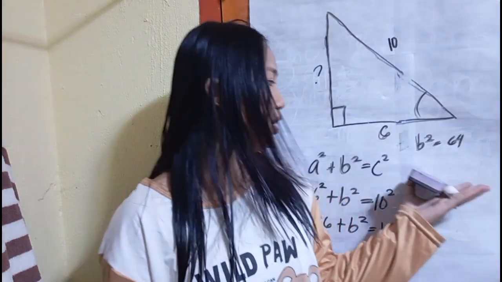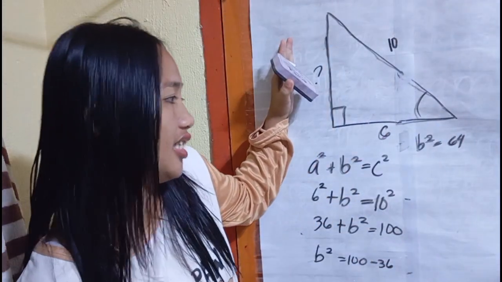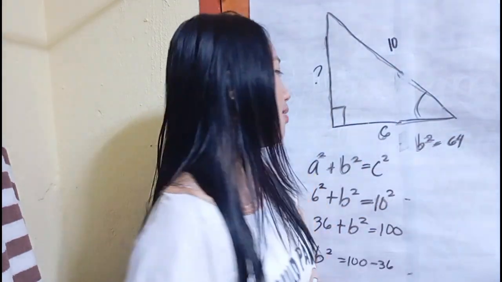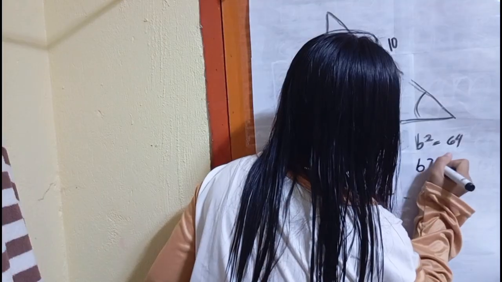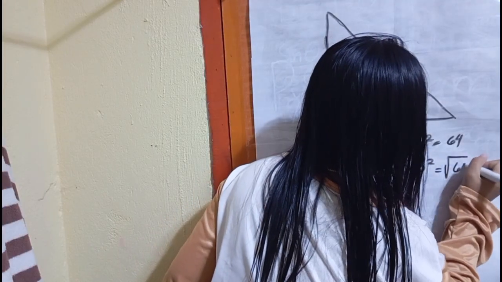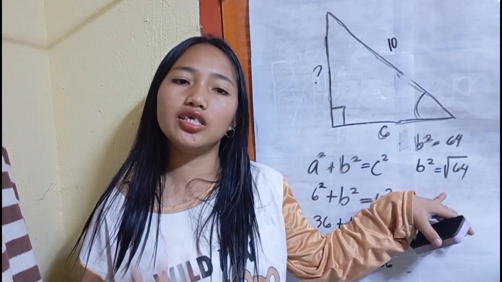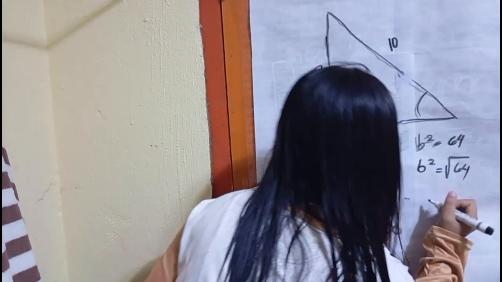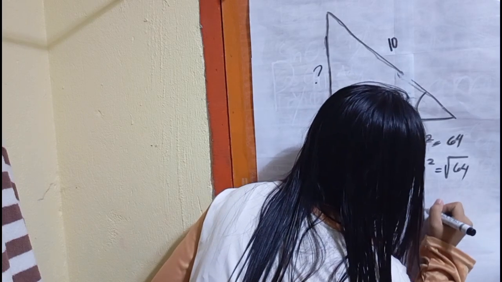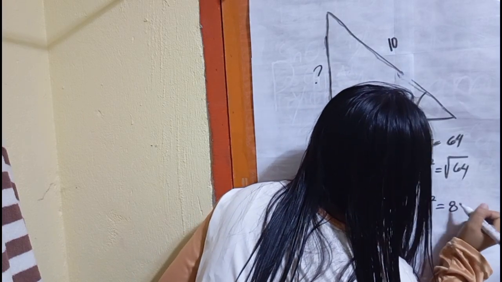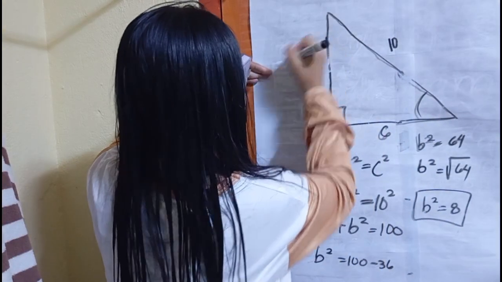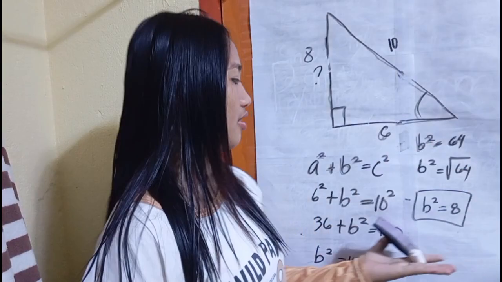So, we have already gotten this answer. But this is not yet the final answer for the leg, since 64 is bigger than 10. So, take the square root of both sides. B squared equals the square root of 64. We don't have the answer yet. What is the square root of 64? So, our answer is 8. B is equal to 8 units. So that is our answer for the opposite.